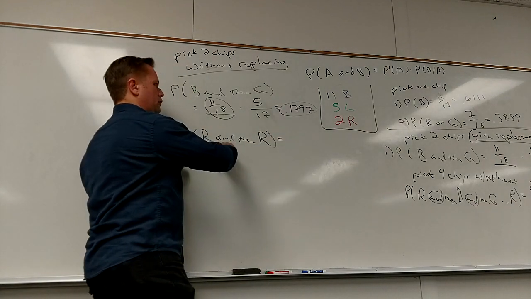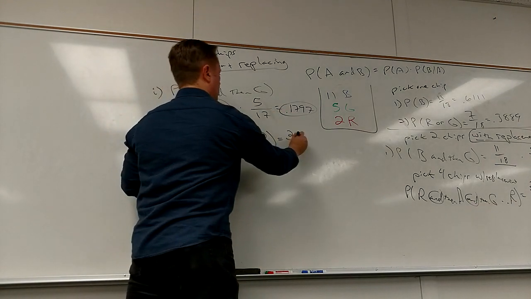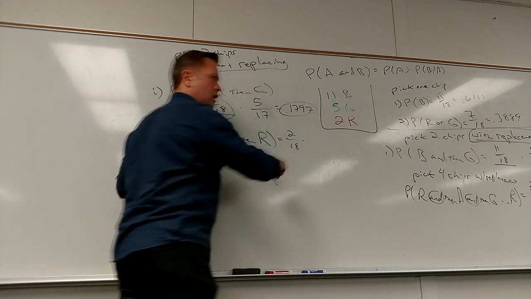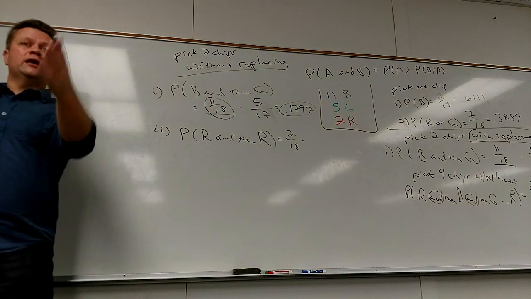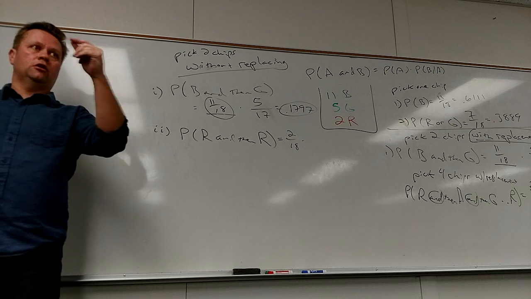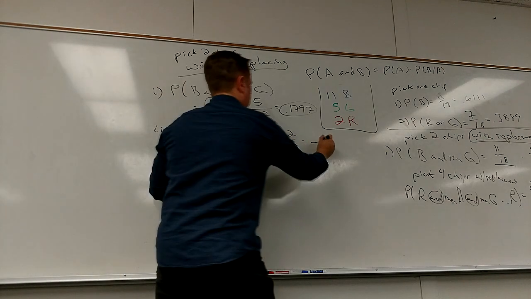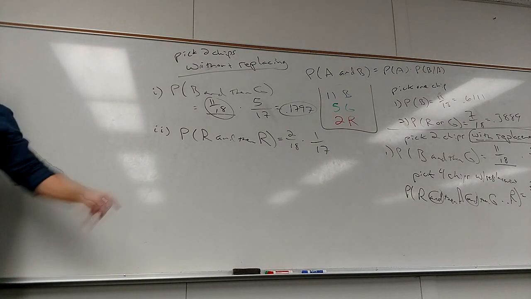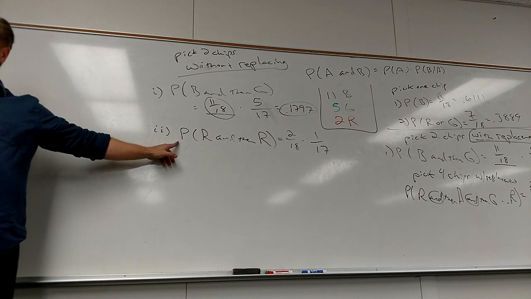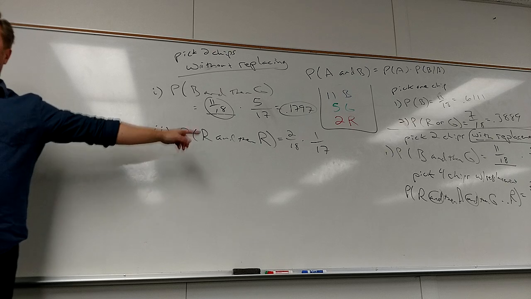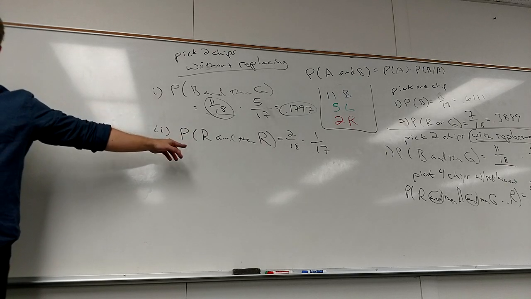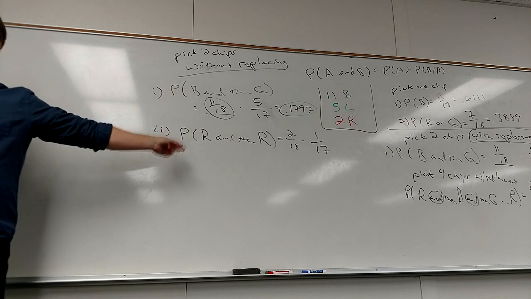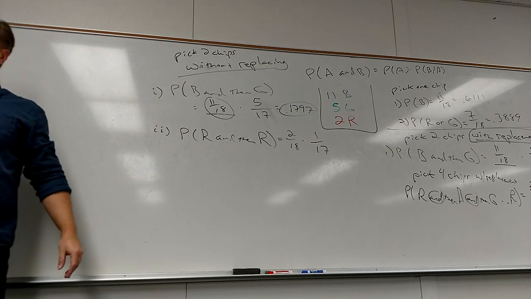So the first one being red would be 18. The second one being red, 1 out of 17. Why? You lost a chip, so the bottom goes down. You lost a red one, so the top goes down. Now, if I said 3 reds, what would that be? You don't even have to do any work. 0. There's no way you can get 3 reds. There's only 2 in the bag, right?